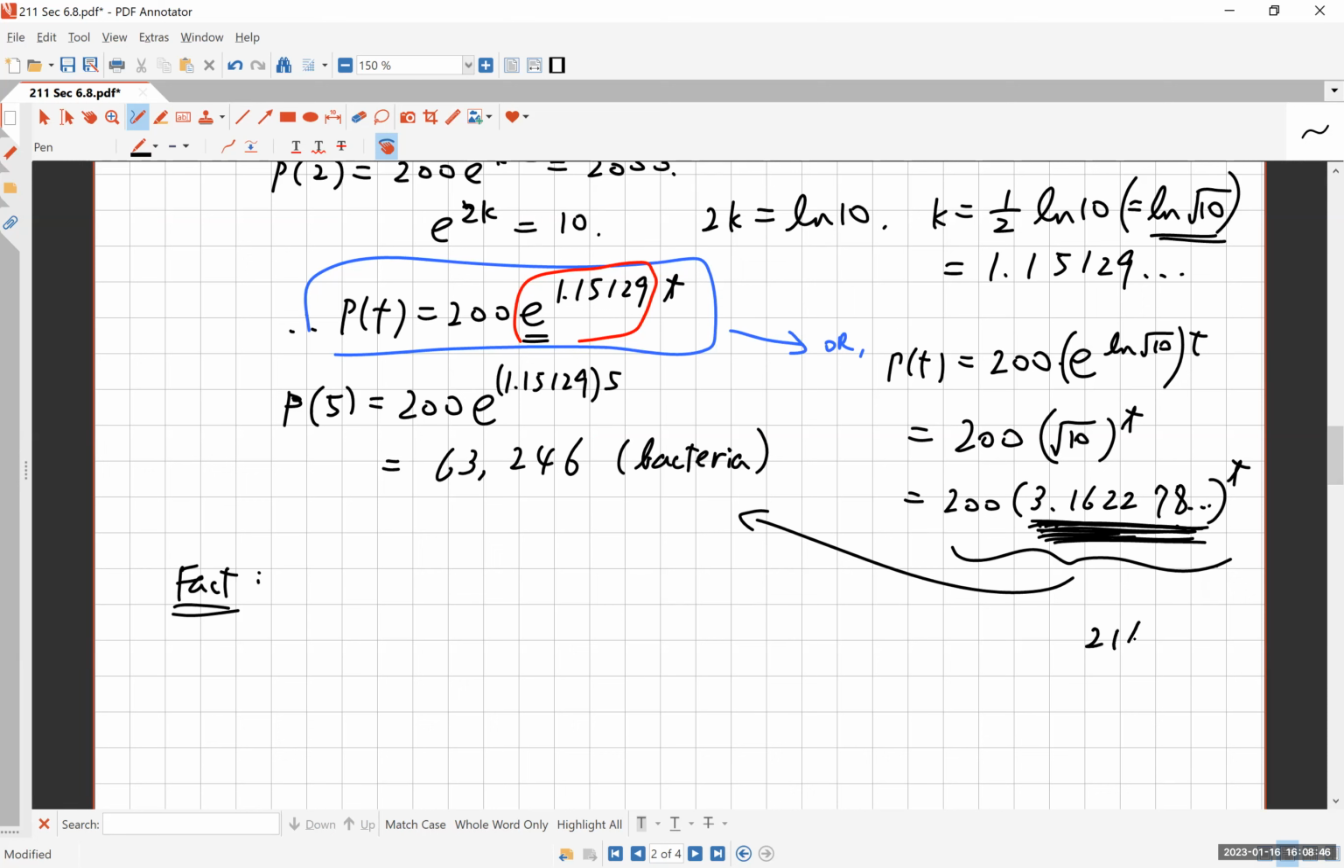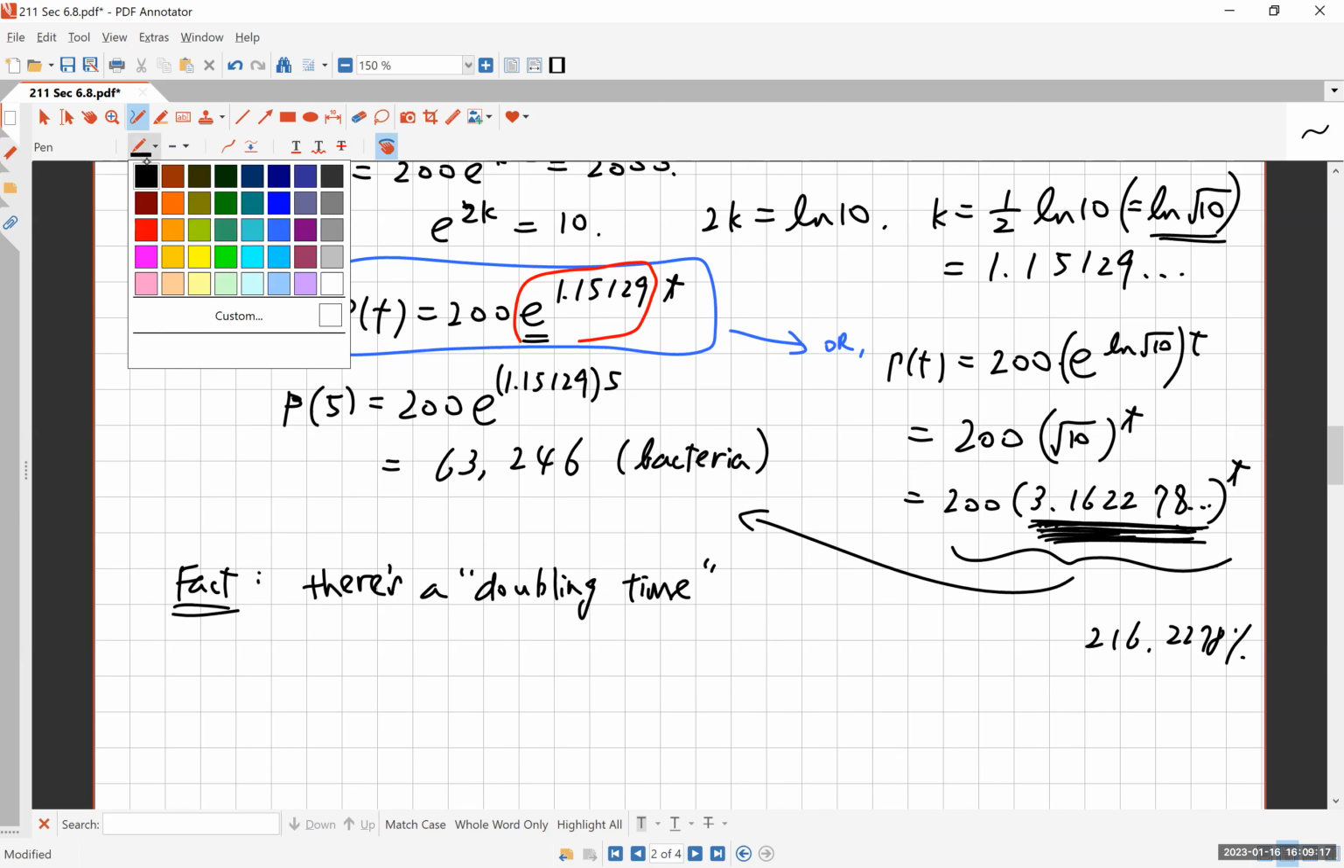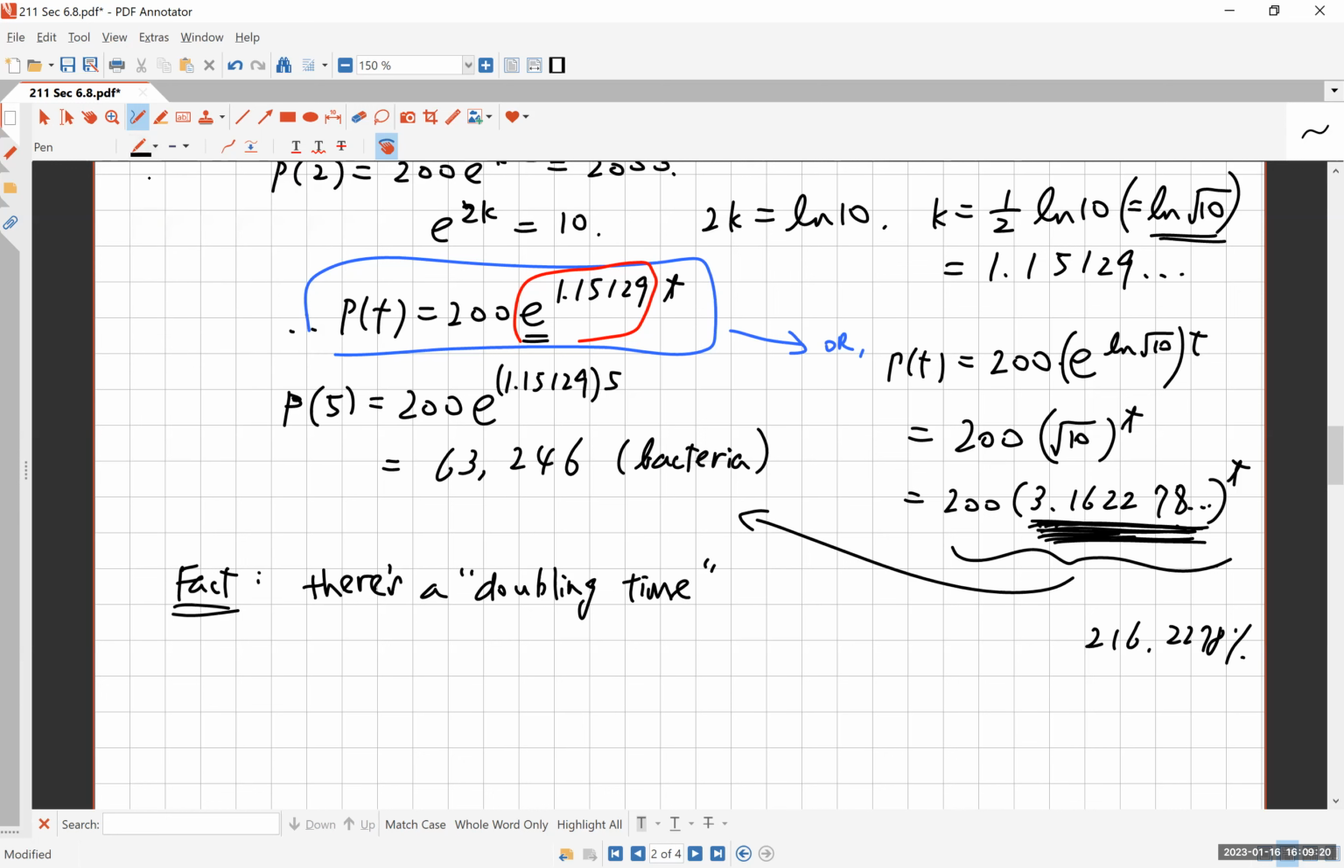So it's a 216.2278% population growth per hour. That's the fact. And so anytime you have this exponential growth, there is a fixed doubling time. If the equation describes a decay function, there will be a half-time, or half-life is what they call that in chemistry, for instance, for decaying objects.